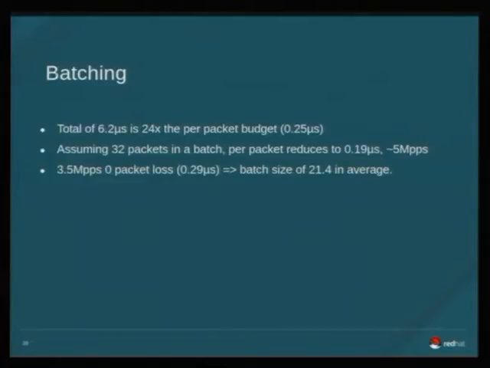Trying to estimate the numbers with the 3.5 million, with 0 packet loss, the budget will be this. We can estimate the batch size to be 21 on average. This is something maybe we can improve, but it depends on other things, right? If you go there and take out all the packets you have at that moment, but it's not 32, should we wait for more? It might introduce latency.